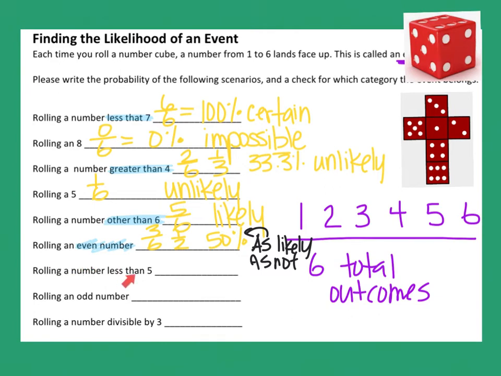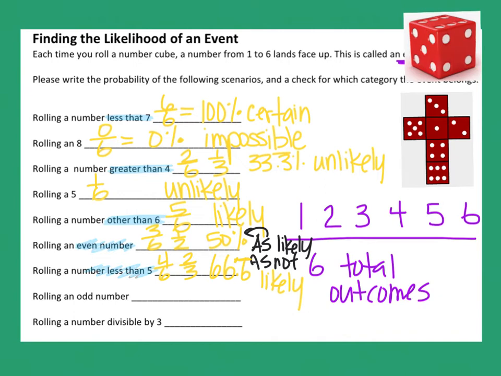Then we have rolling a number less than 5. Less than 5. That's what we want to look for. The numbers less than 5: 4, 3, 2, and 1. There's 4 out of 6. That's also 2/3. I do know that that percent is 66.6% repeating. And that would be over 50%. So I would say that is very likely to happen.